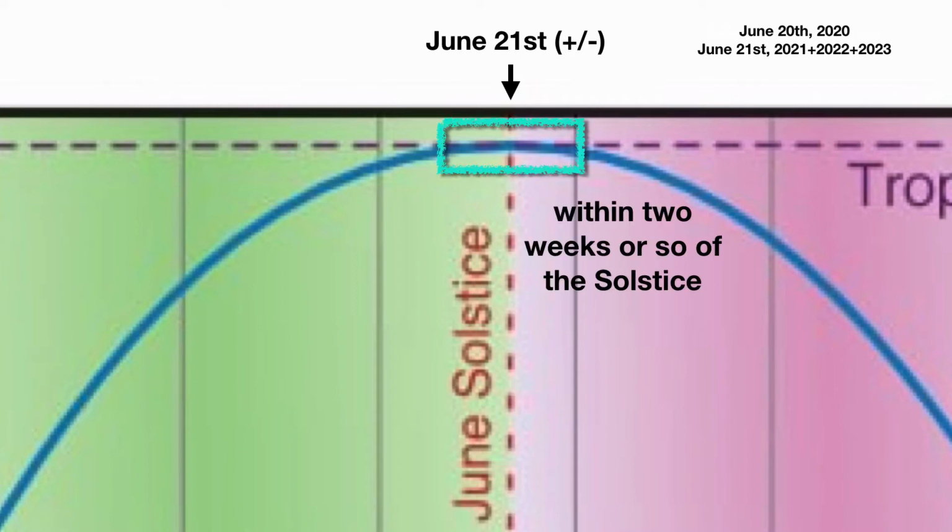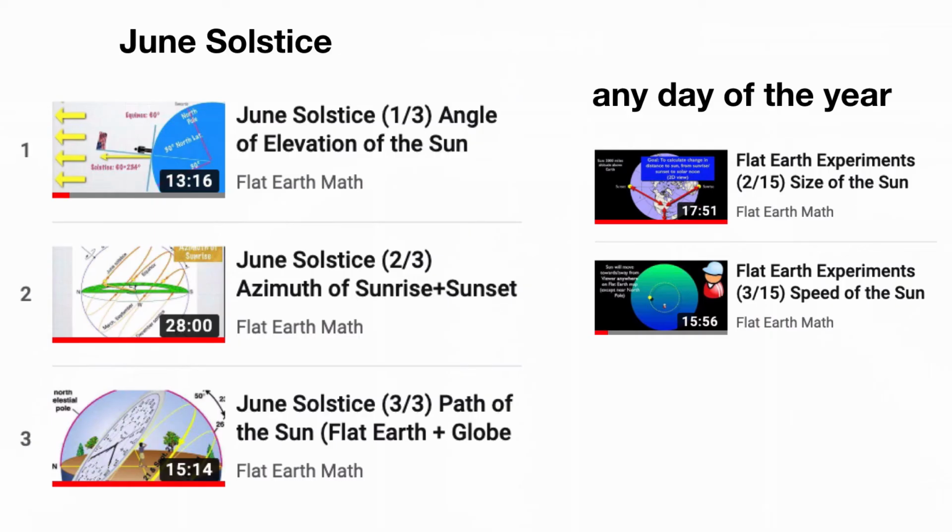But if you take a look at this area of the graph, this is 2 weeks before and 2 weeks after. So within 2 weeks or so of the solstice, the sun is really, really close to the Tropic of Cancer. And so I would say all these explorations would be perfectly fine to do within 2 weeks of the solstice. So it doesn't have to be on the exact date. All right. So again, these are these 5 explorations. We're going to go through them in a little bit more detail.